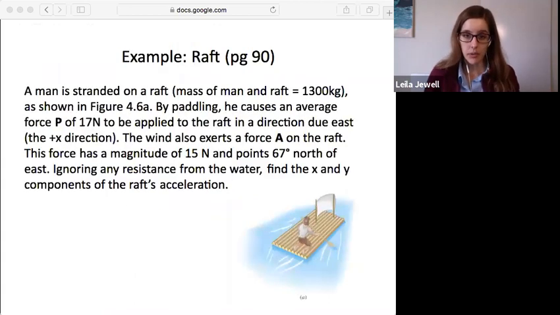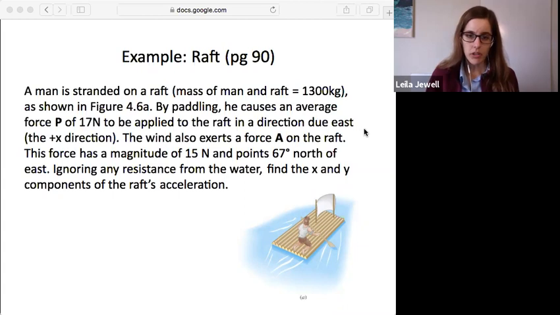So here's an example of a raft. This is another two-dimensional example. It says a man is stranded on a raft, mass of man and raft, 1,300 kilograms, as shown in the figure. By paddling, he causes an average force P of 17 newtons to be applied to the raft in a direction due east, the positive x direction.